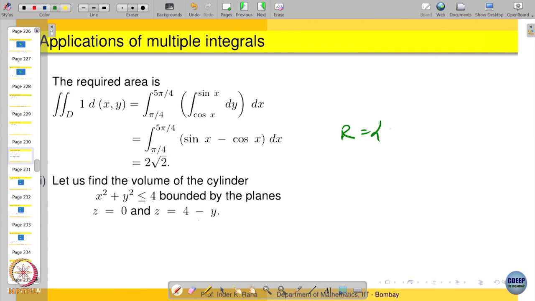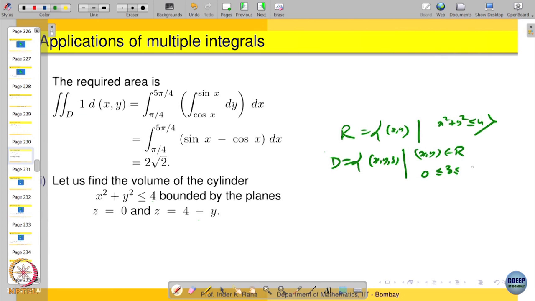So region R is x, y such that x square plus y square less than or equal to 4, right. And what is the region D, the volume of the cylinder? So D is x, y and z, such that x, y belongs to R, okay. And where does z vary? z goes from z is equal to 0 and top is 4 minus y.